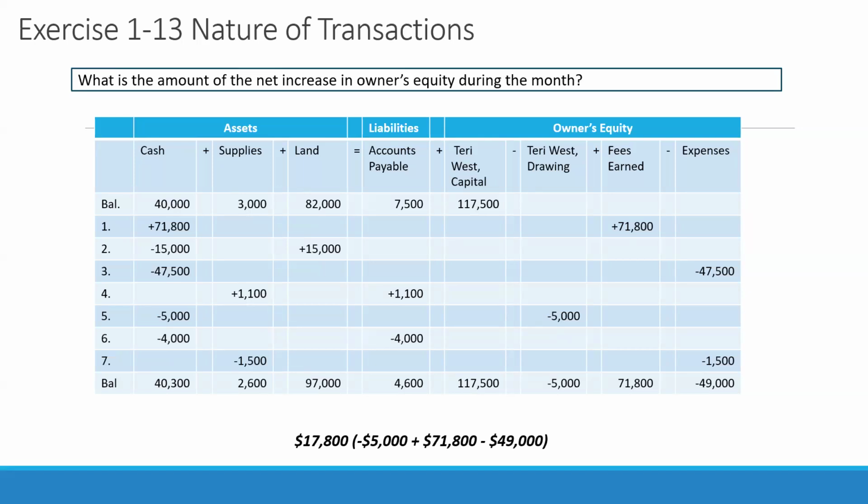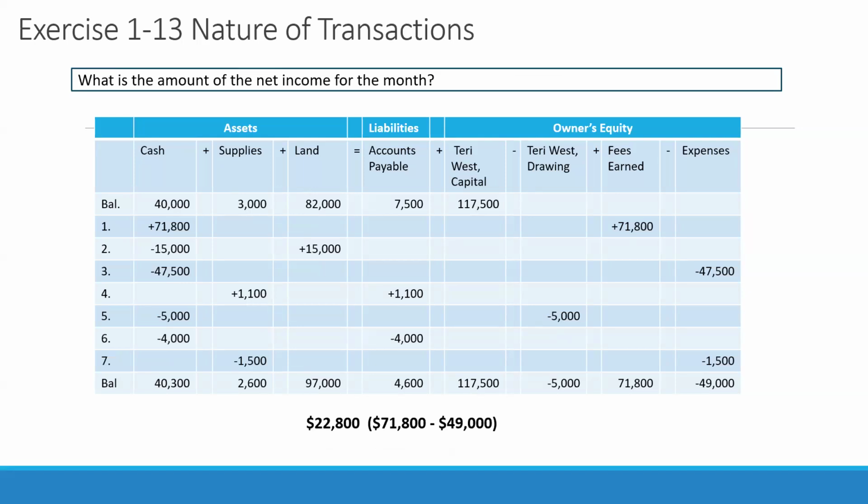And what is the increase in owner's equity over the month? 1780, and that is the changes, right? Adding up all of the changes, the 71,000, the 47,000, and the 5,000 together, and that's your change in owner's equity. And then the net income is your revenues minus your expenses.